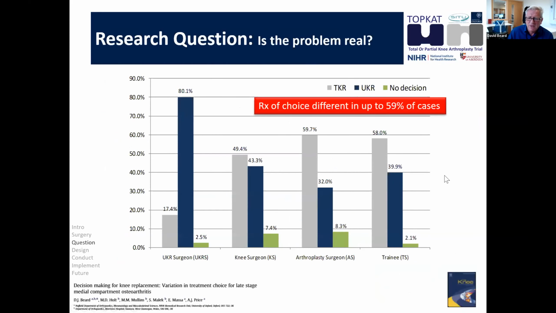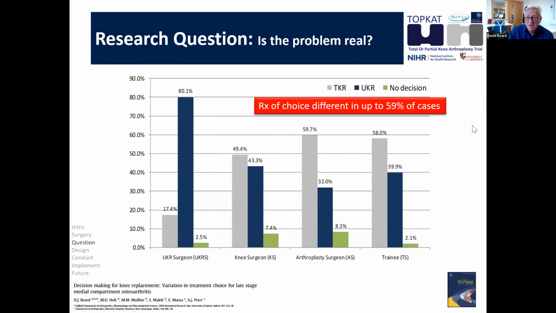So just in terms of this research question, is it real? I always like to do this. You assume sometimes that the problem exists. It may not. So this is a study called TOPCAT, total or partial knee replacement. And what we were looking at here is which is the best knee replacement, a partial one or a total one for medial compartment arthritis.